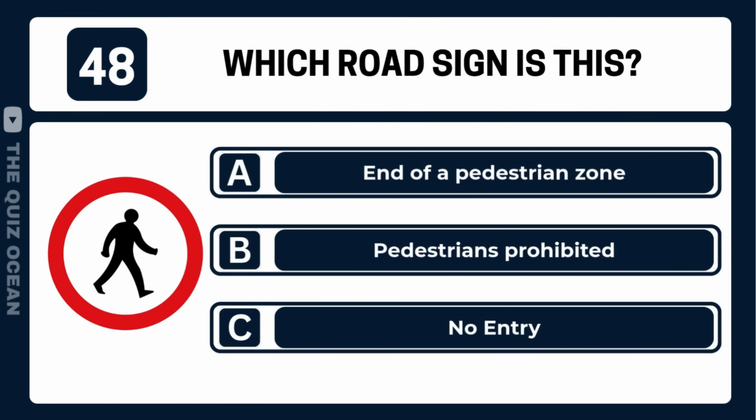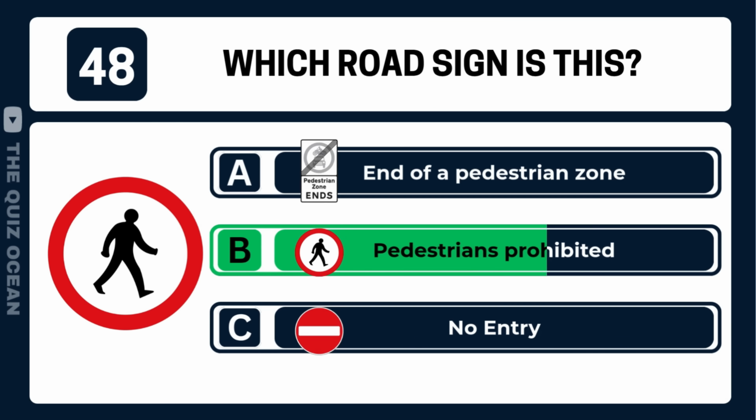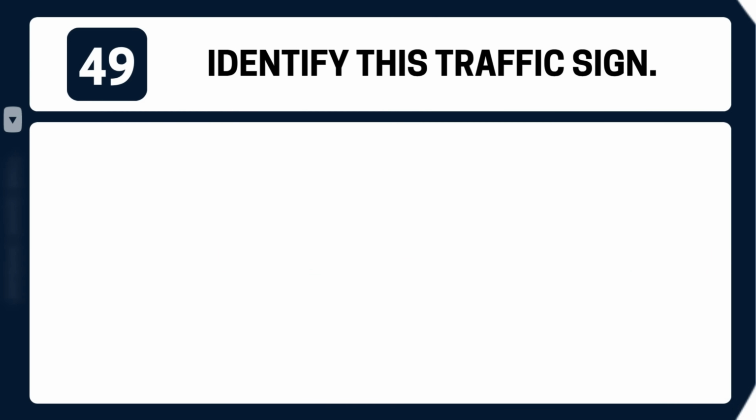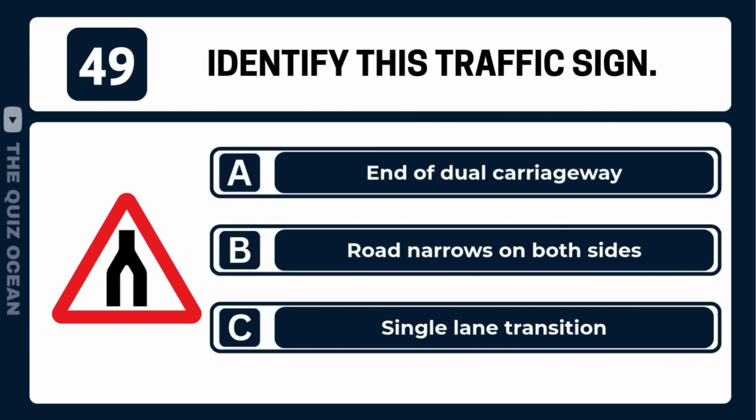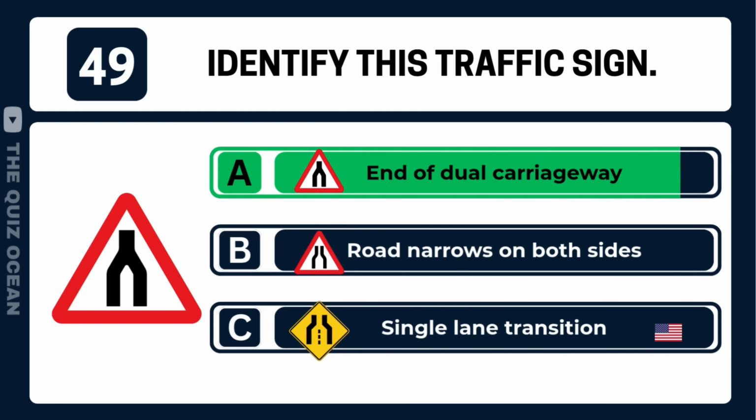Which road sign is this? Great. That is the pedestrians prohibited sign. Identify this road sign. Excellent. That is the end of dual carriageway sign.